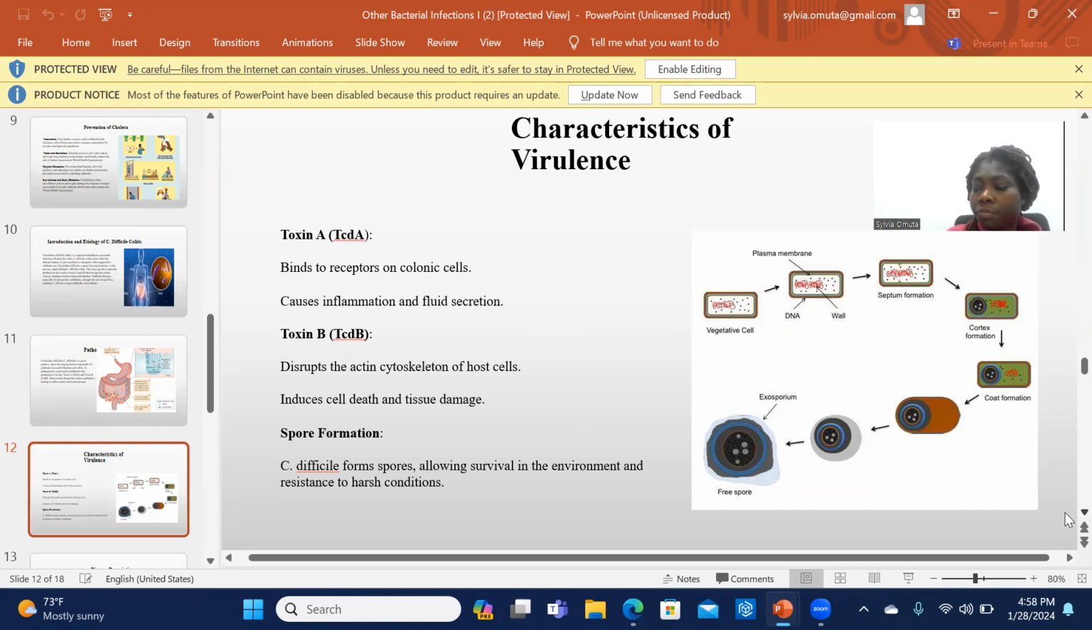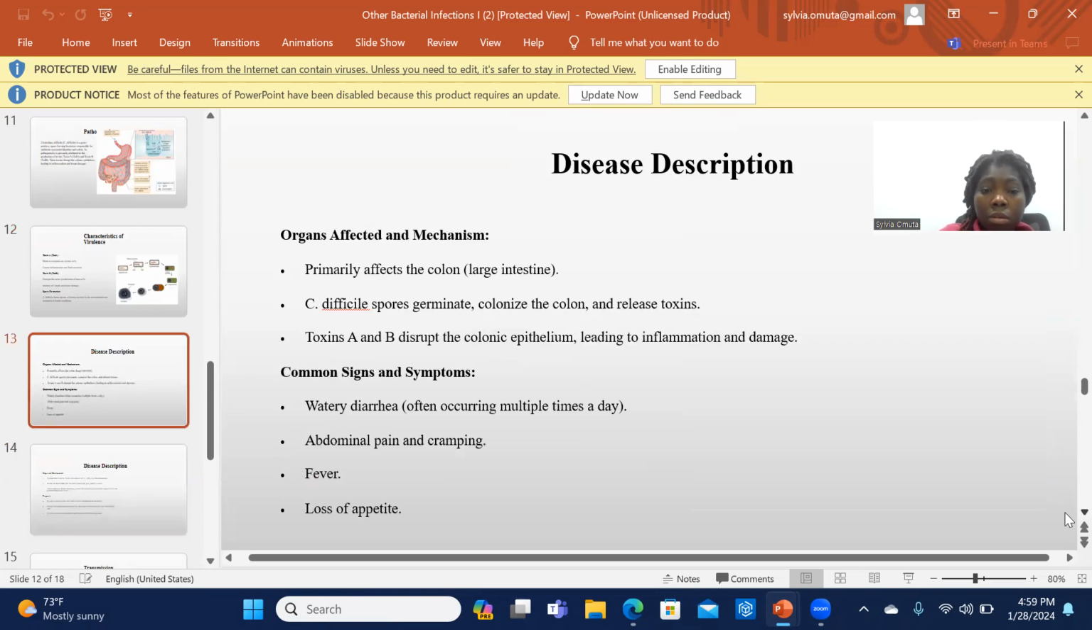Virulence. Toxin A binds to receptors of colonic cells, causing inflammation and fluid secretion. Toxin B causes cell destruction, acting by glucosylation of host cell proteins, and induces cell death and tissue damage. Spore formation: C. difficile forms spores, allowing survival in the environment and resistance to harsh conditions.